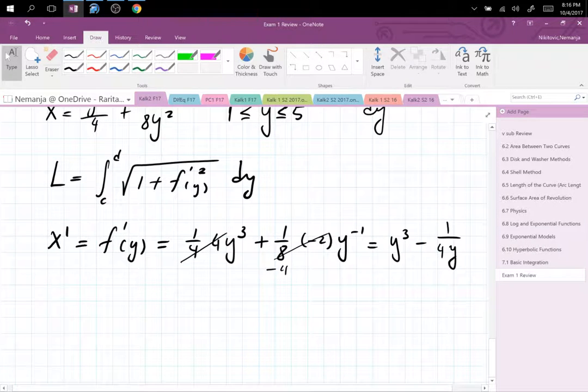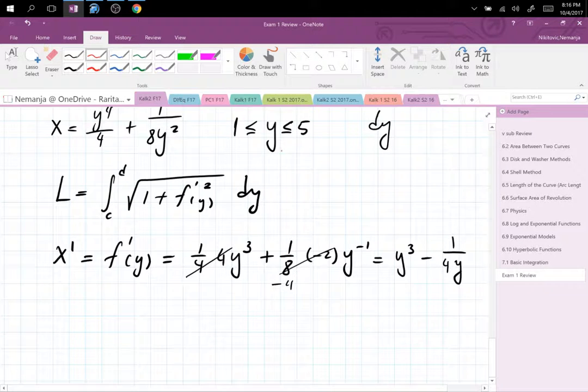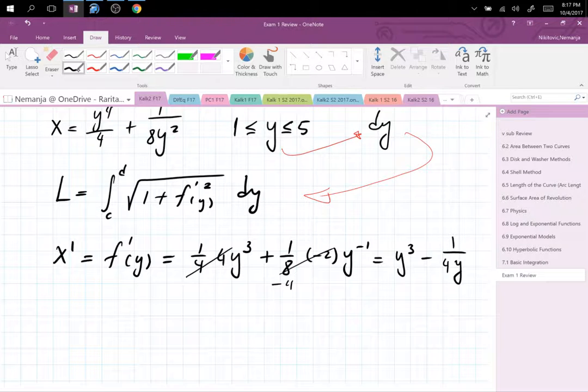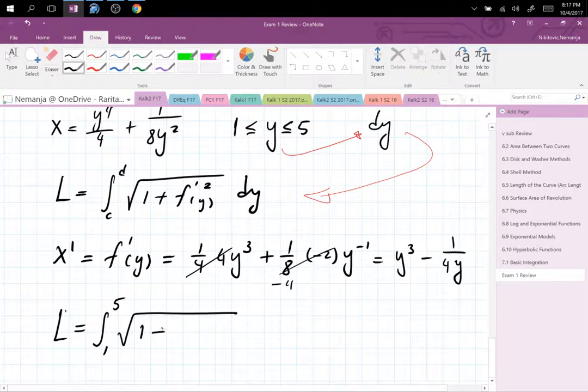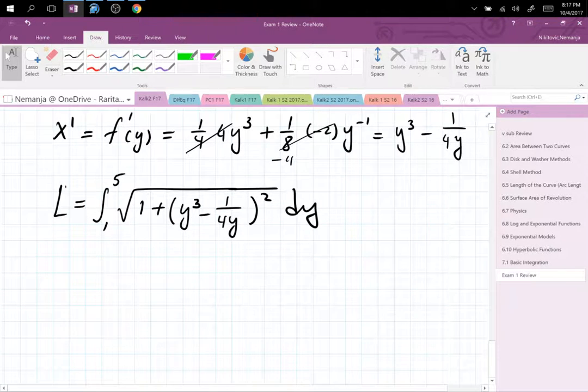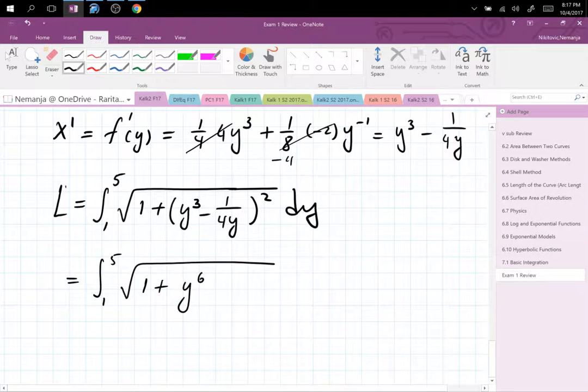And now we feed that into the formula. I just need to indicate that this y over here spells dy, and then we know that's that formula there. So now we have the length of the curve is equal to the integral 1 to 5, those are the limits, square root of 1 plus, and we have to square y cubed minus 1 over 4y dy, and it's the same steps again. So we have the integral 1 to 5, square root of 1 plus y to the 6.